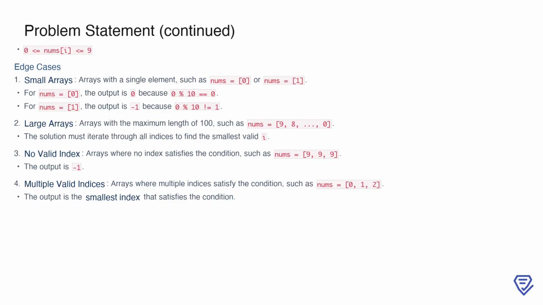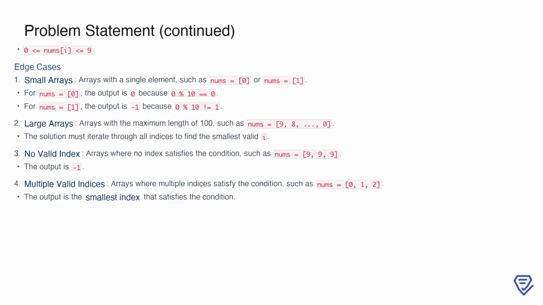For small arrays, such as nums equals [0], the output is 0, because 0 % 10 equals 0. But for nums equals [1], the output is -1, because 0 % 10 does not equal 1. For large arrays, the solution must handle arrays of up to 100 elements, like nums equals [9, 8, 0, ...], and iterate through all indices to find the smallest valid one. If there's no valid index, such as in nums equals [9, 9, 9], the output is -1. Finally, if there are multiple valid indices, like in nums equals [0, 1, 2], the smallest index is returned, as required by the problem.